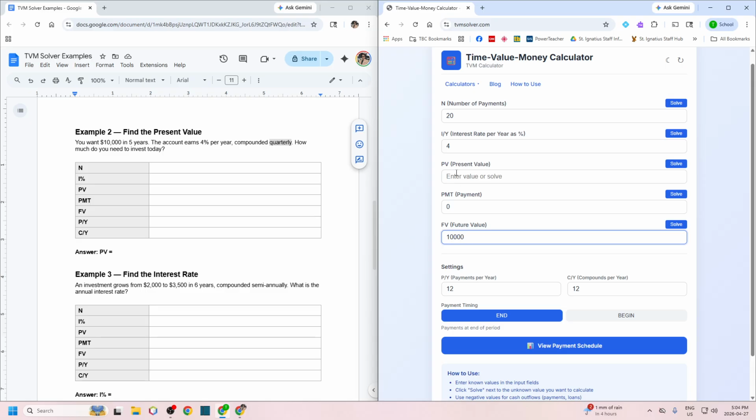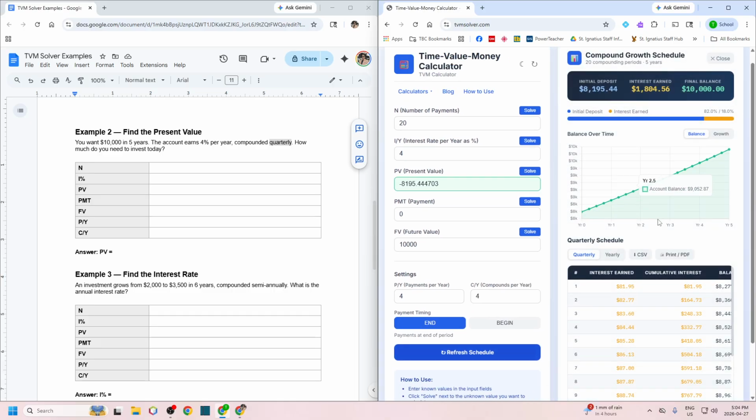When I solve for the PV, this will be a negative number because I need to lose that and give it to the bank for the initial investment. Now down here, I gotta figure these out. It's quarterly, so let's change these both to 4, and let's solve this. Okay, so this is the answer.